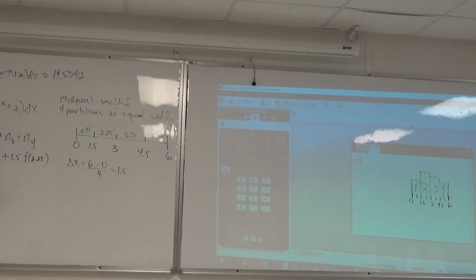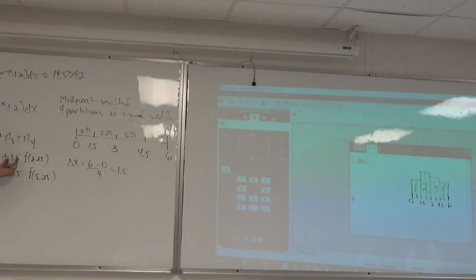3.75. Now I want to be careful. It's not 3.75. 3.75 is a part of how you're going to find the height. You need to evaluate the function at 3.75. Okay, so it's the width times the value of the function at the midpoint. And Celeste, how about that last rectangle? 1.5 times f of 5.25. 1.5 times f of 5.25.